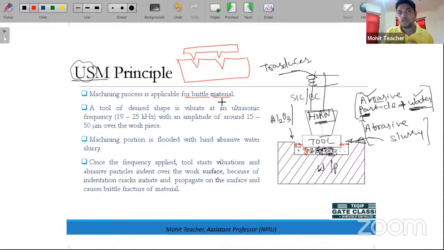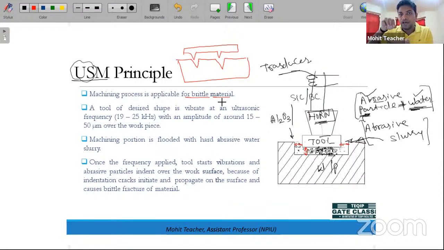Now if we are talking about ductile material, that is a softer material. Yesterday we discussed abrasive jet machining, in which high velocity abrasive particles impinge over the workpiece surface, and still only a little bit of indent is made, and no proper shape is formed over the ductile material. Here it is not impingement with a high amplitude, it is just a vibration.